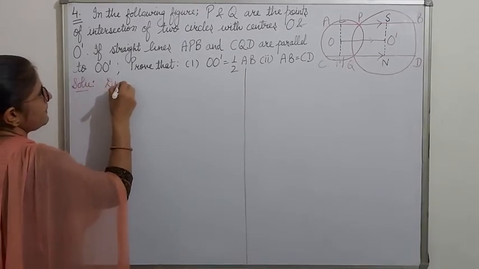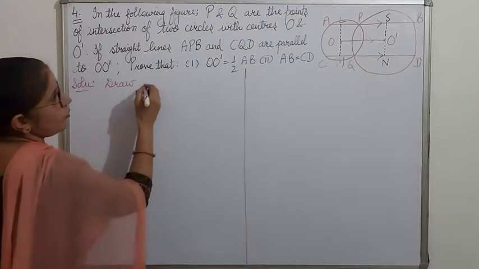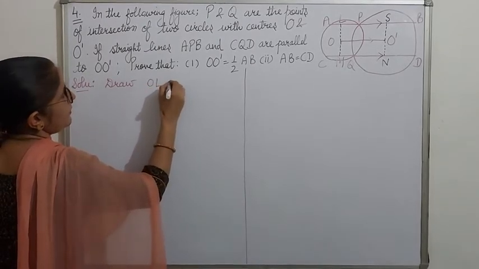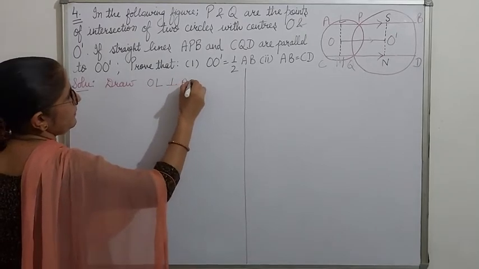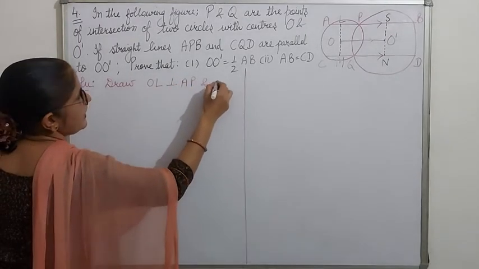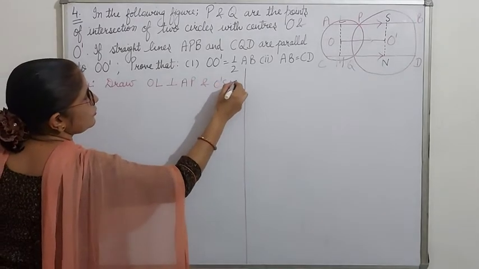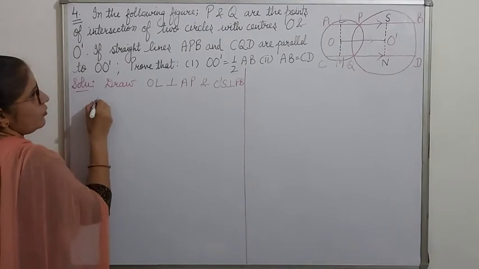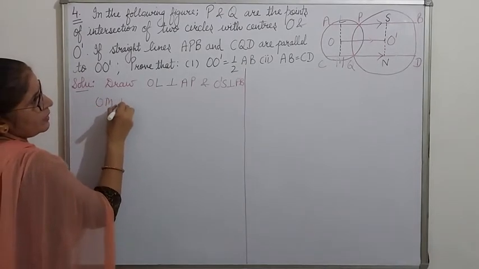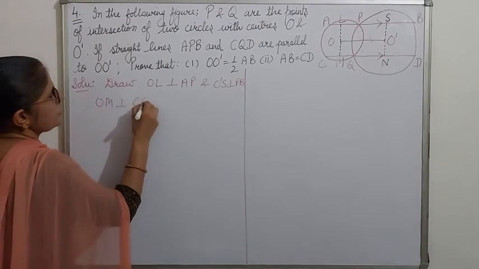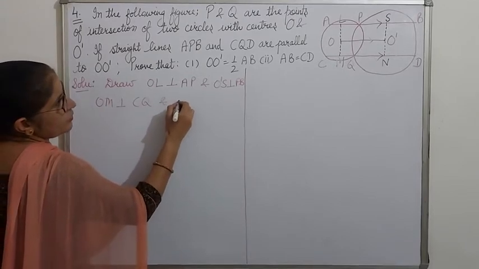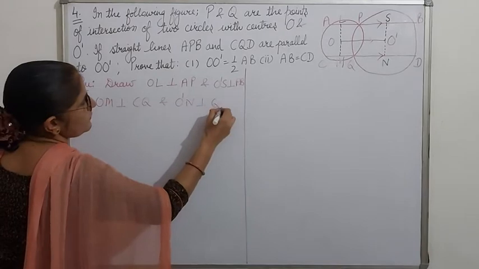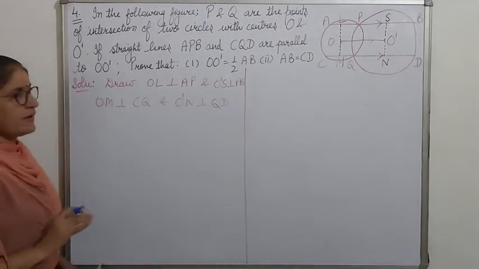Draw OL perpendicular to AP and O dash S perpendicular to PB. Similarly here also, OM perpendicular to CQ and O dash N perpendicular to QD. This we have done.